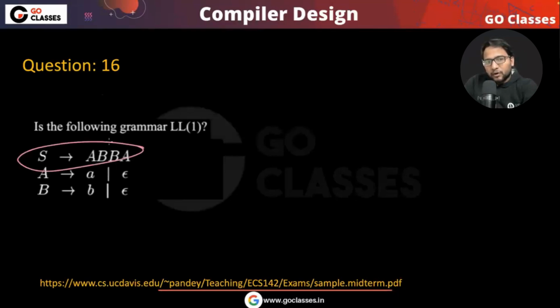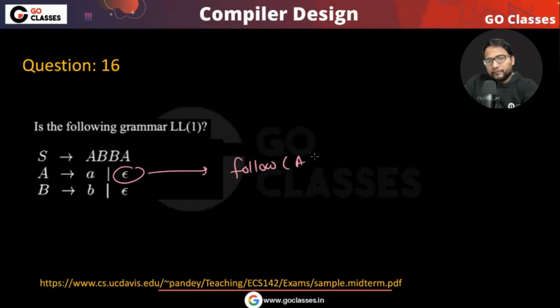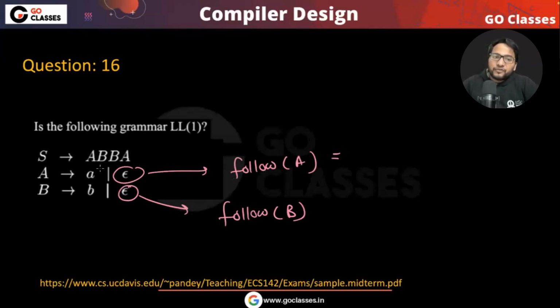See, because of this, there won't be any problem. But let's just see this. This is A, and then this will go to A, then this will go to the follow of A, right? Follow of capital A. This will go to follow of capital B. Then you will say that follow of capital A is same as, since A and B are nullable, first of capital B, which is b.